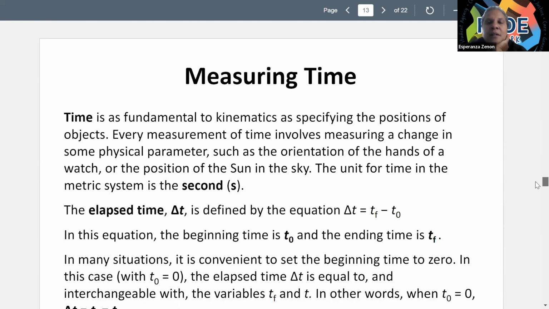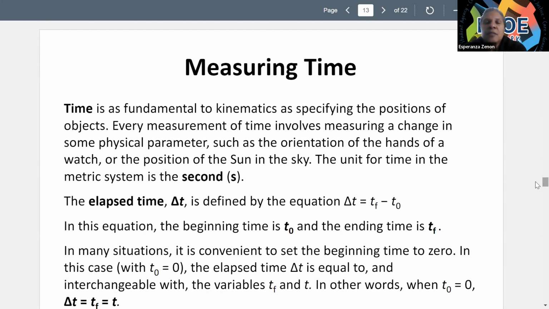Time. So inevitably, if an object is moving, time is a factor because time is changing. I mean, that's the reality, right? Time is always changing. So we have to have a way of talking about how much time has elapsed between events, okay? How much time did it take the object to go from position A to position B, all right? We use the unit seconds when we're dealing with time. Remember, in the SI or metric system, the unit for time is the second.